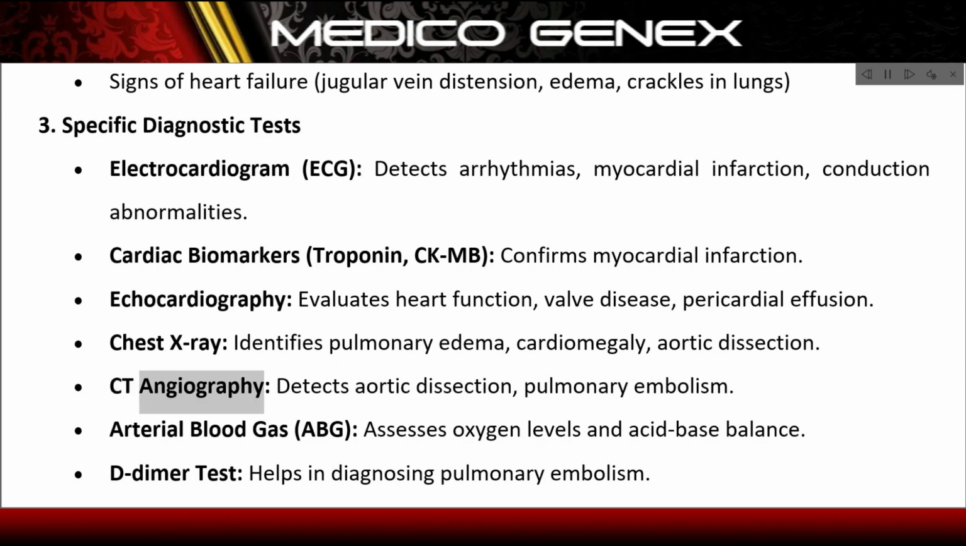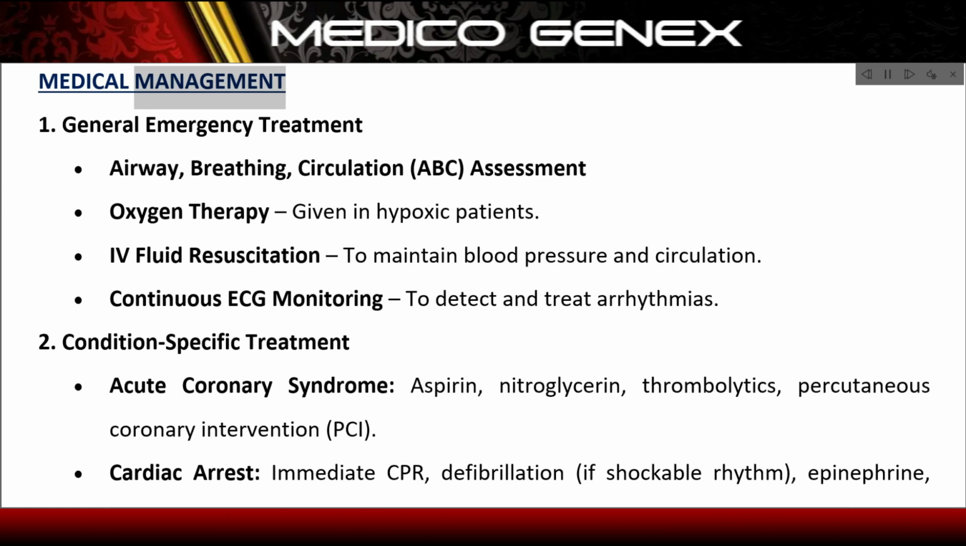CT angiography, detects aortic dissection, pulmonary embolism. Arterial blood gas, ABG assesses oxygen levels and acid-base balance. D-dimer test, helps in diagnosing pulmonary embolism. Medical management. 1. General emergency treatment.